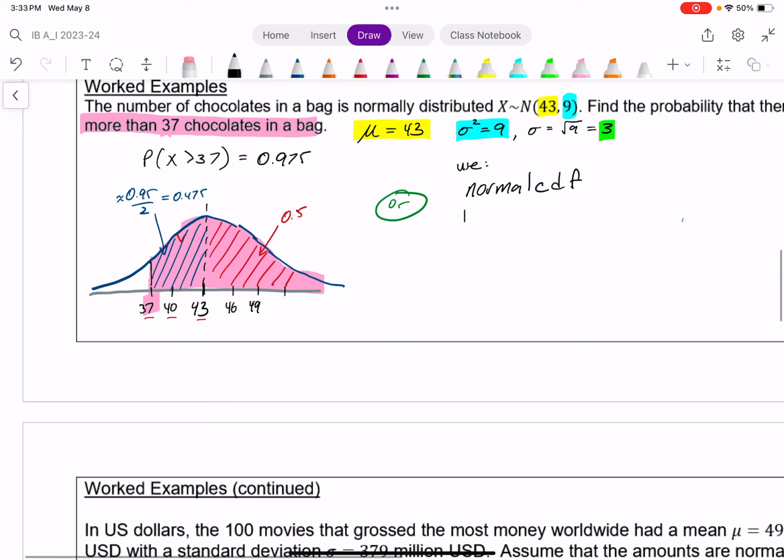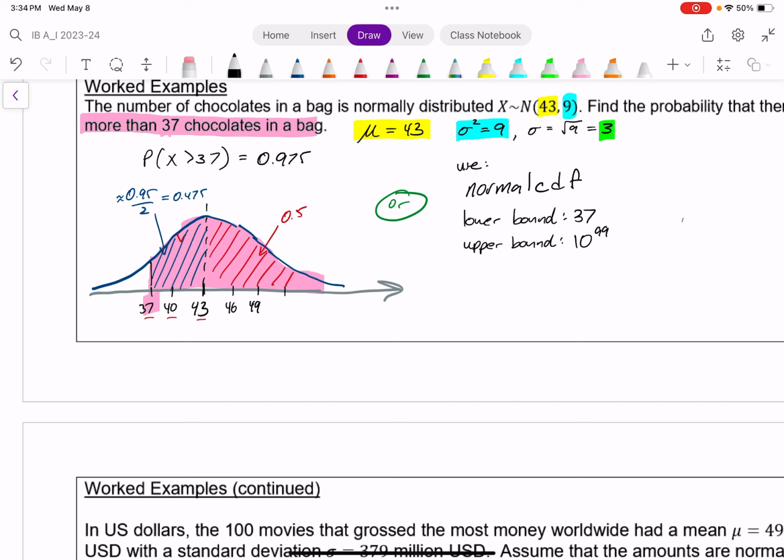We need to know the lower bound, which in this case is 37, the smallest number. We need to know the upper bound, which in this case, there is no upper bound. Theoretically, this curve goes on forever. Realistically, it doesn't. You're not going to have billions of chocolates in a bag, but theoretically it does. So the upper bound for most GDCs, we just put in a large number. For example, you just go 10 to the power of 99. That's generally the biggest number most calculators can handle.